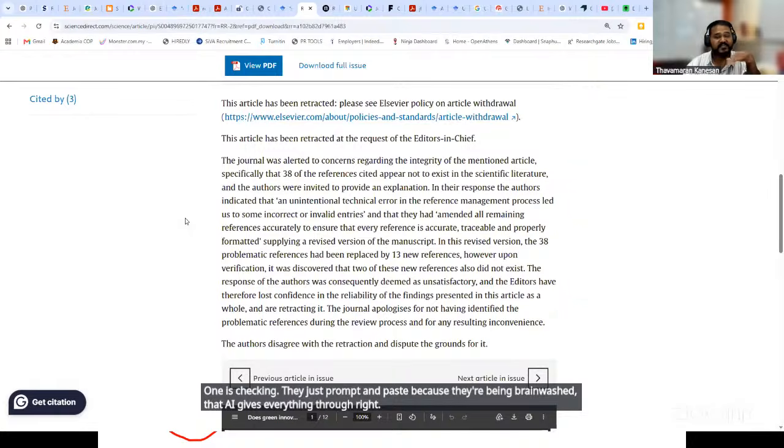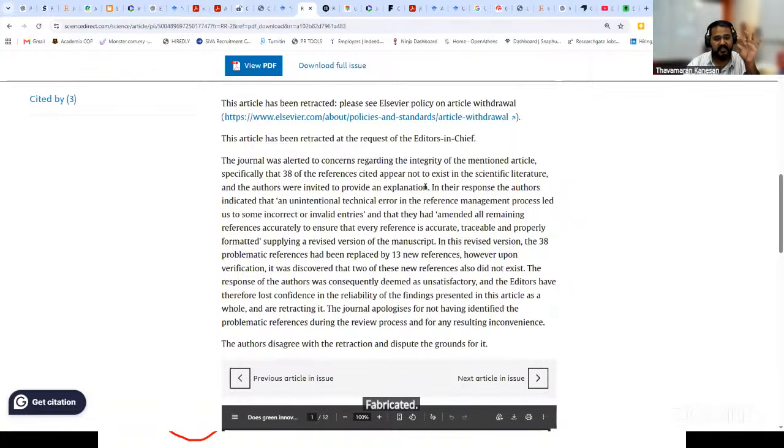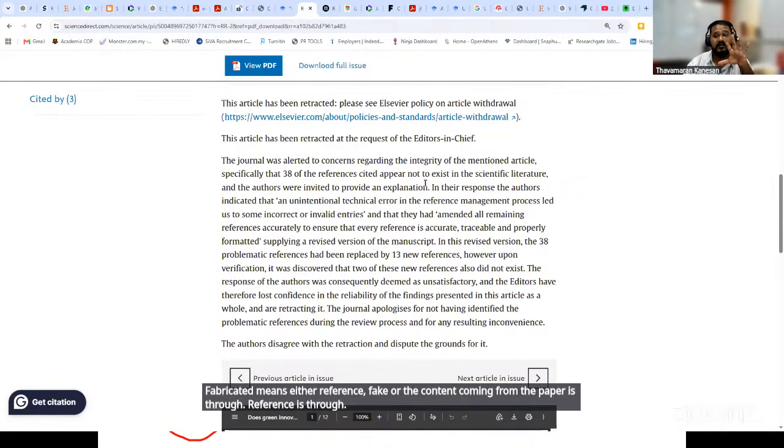So let's finish this. Specifically, 38 of the references cited appear not to exist in scientific literature, and the authors were invited to provide an explanation. So again, fabricated means either the reference is fake, or the reference is true but the content is fake. We have two types.